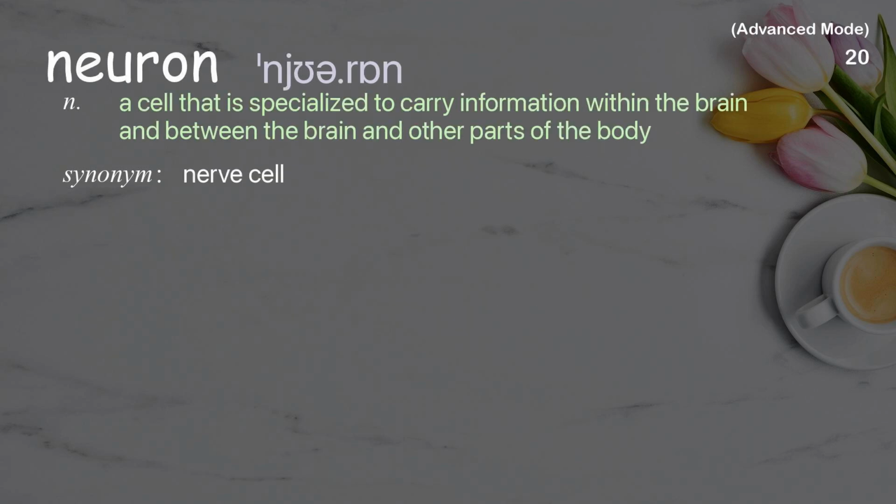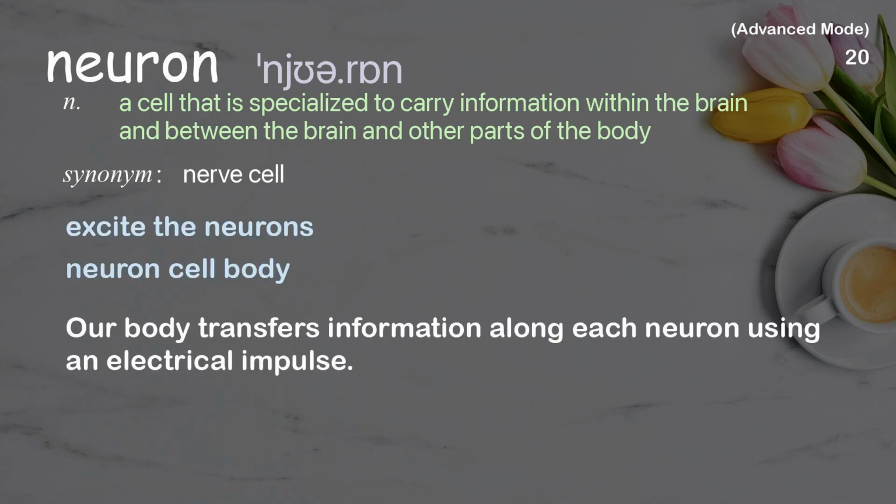Neuron. A cell that is specialized to carry information within the brain and between the brain and other parts of the body. Examples: Excite the neurons, neuron cell body. Our body transfers information along each neuron using an electrical impulse.